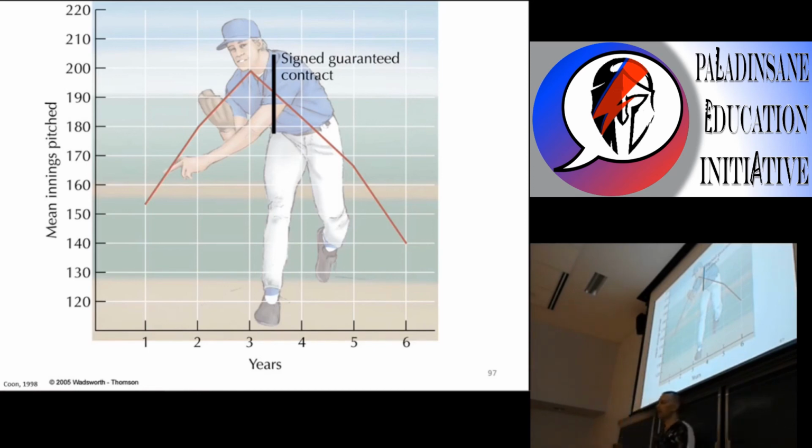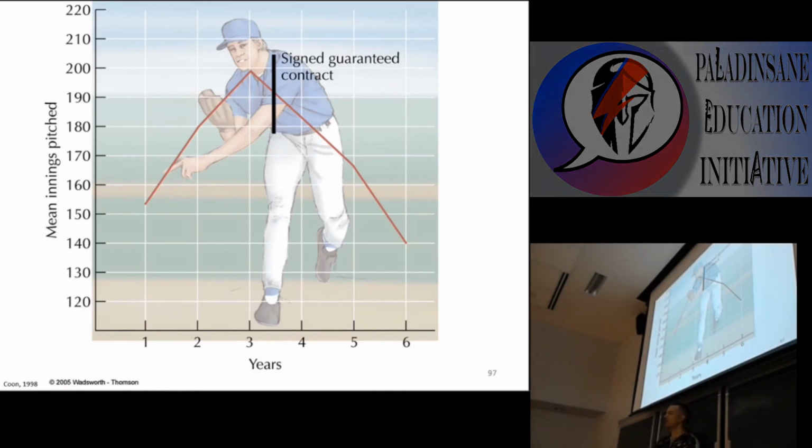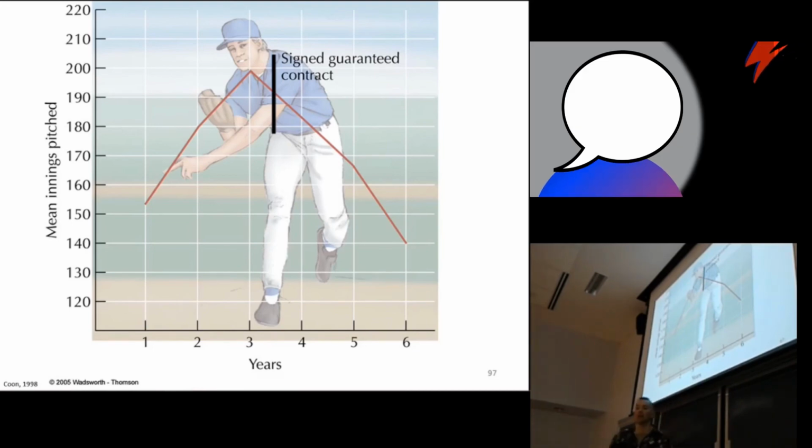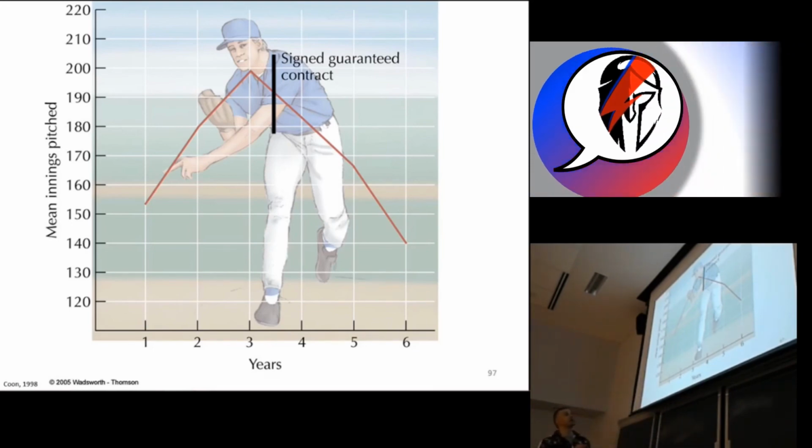So if we wanted to test whether or not it was the guaranteed contract that was leading to this decline, what is it that we would have to do here? We would have to take it away. So if there was a follow-up study that saw what happens after the guaranteed contract, if there was a follow-up study that said, all right, after the 4 years of our guaranteed contract, what happens to the pitchers that are placed back on a performance-based contract?